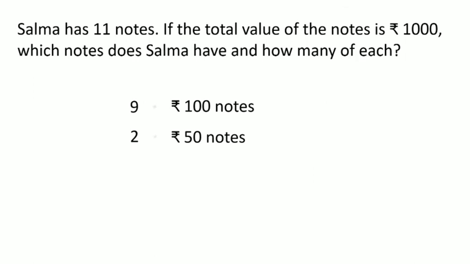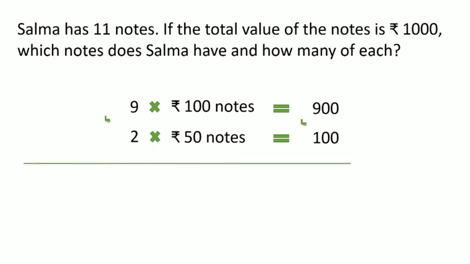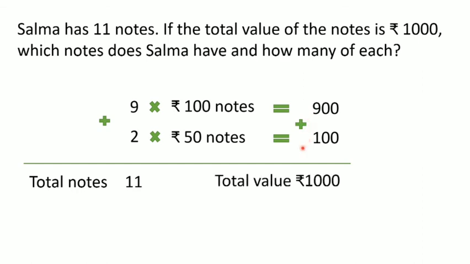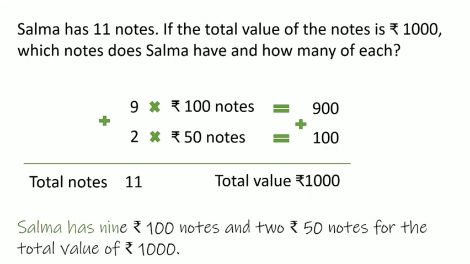If we multiply it, 9 into 100, we will get the answer 900, and 2 into 50 we will get the answer 100. And if we add these numbers, 9 plus 2, we will get total notes 11, and 900 plus 100, we will get total value 1000. So we will write a statement: Salma has 9 100 rupees notes and 2 50 rupees notes for the total value of rupees 1000.